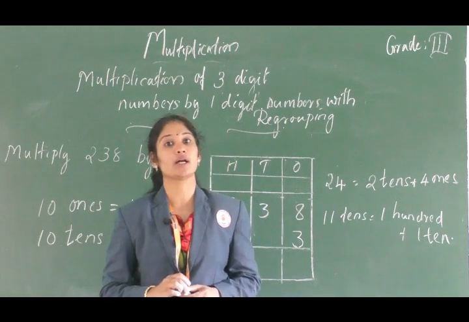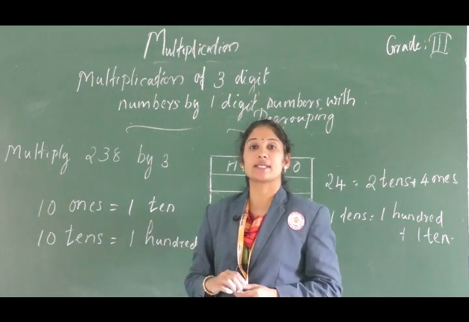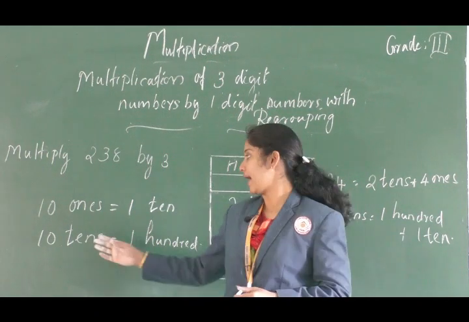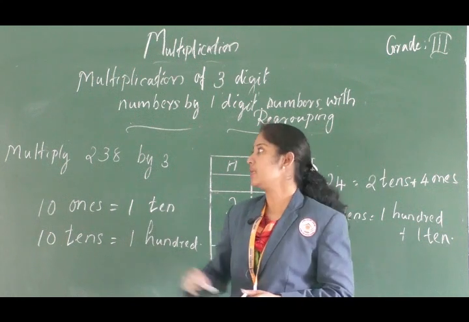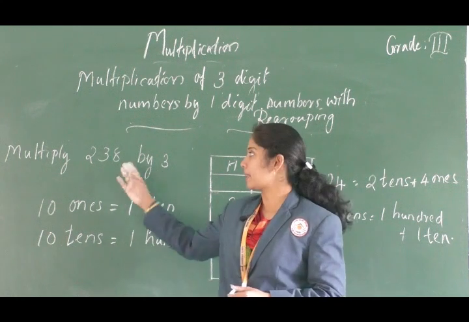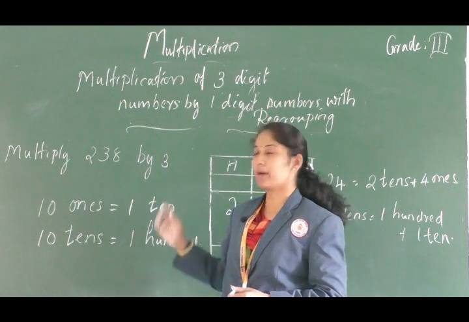Children, our next topic is multiplication of 3-digit number by 1-digit numbers with regrouping. We already learned 10 ones is equal to 1 ten and 10 tens is equal to 100. We'll illustrate with an example. Multiply 238 by 3.